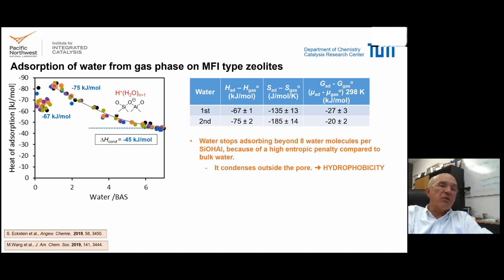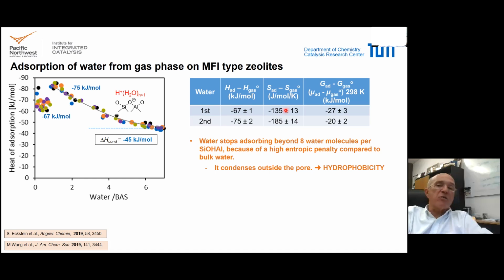And we see that this discrete jump then slowly decays, and the energy decays to the level of the heat of condensation. And once you have reached the heat of condensation, adsorption stops, because it's entropically better to condense at the outside of the zeolite than in the confines of a zeolite pore. You may ask, why is it not starting at the higher level and then going down?